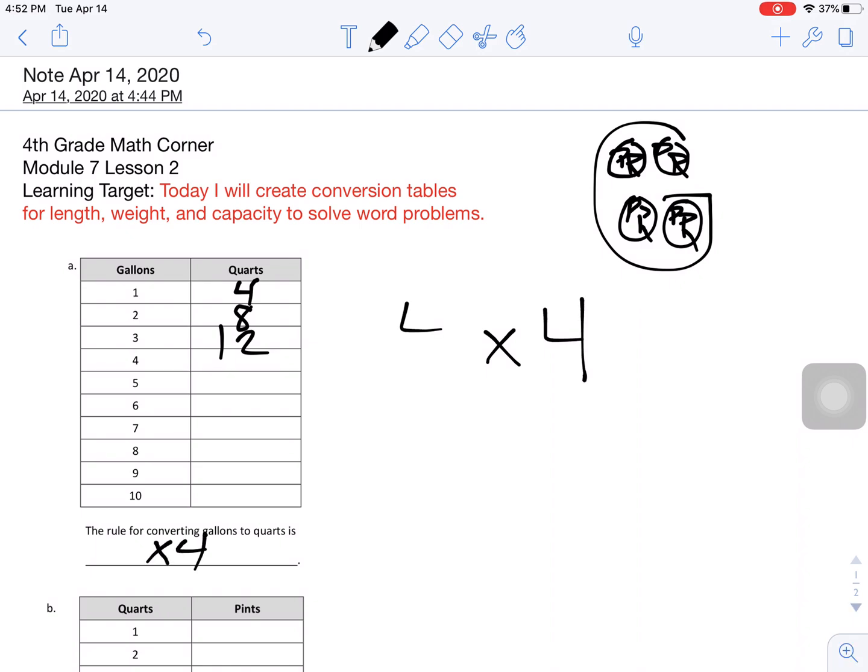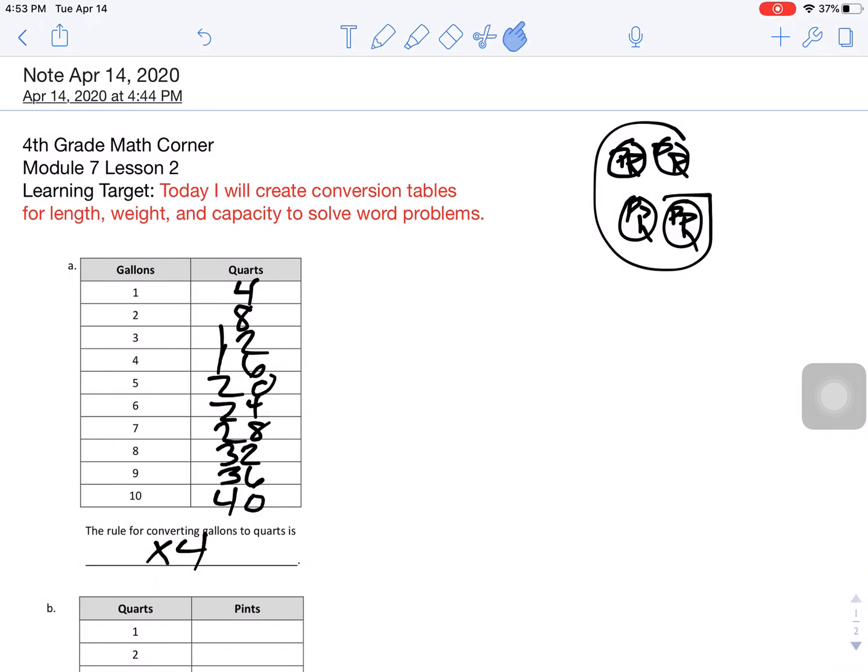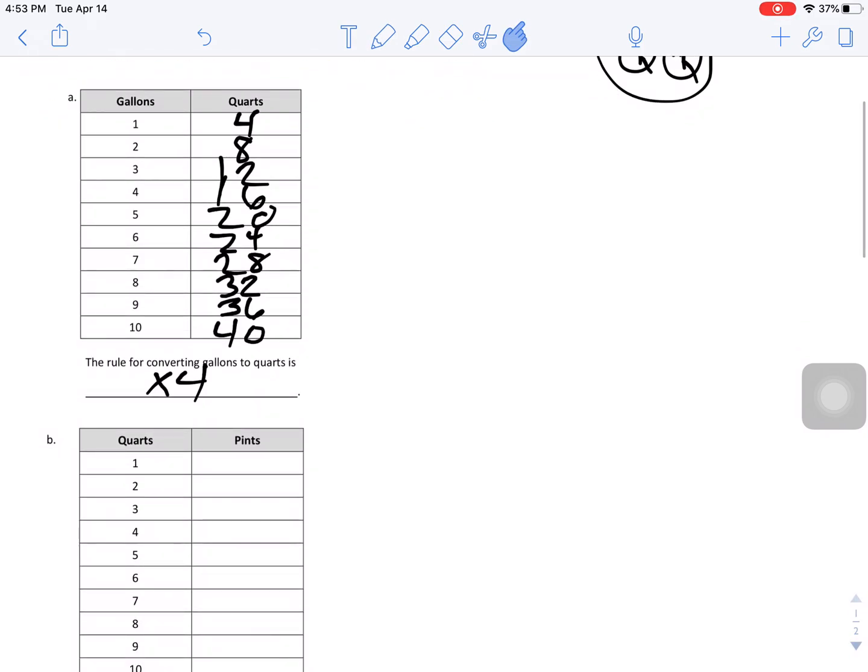So I have 4 gallons of 4 quarts, which equals 16, and then I have 5 gallons of 4 quarts, which equals 20, and if you've already noticed, it's skip counting: 4, 8, 12, 16, 20, 24, 28, 32, 36, and 40. So that is how I convert gallons to quarts.